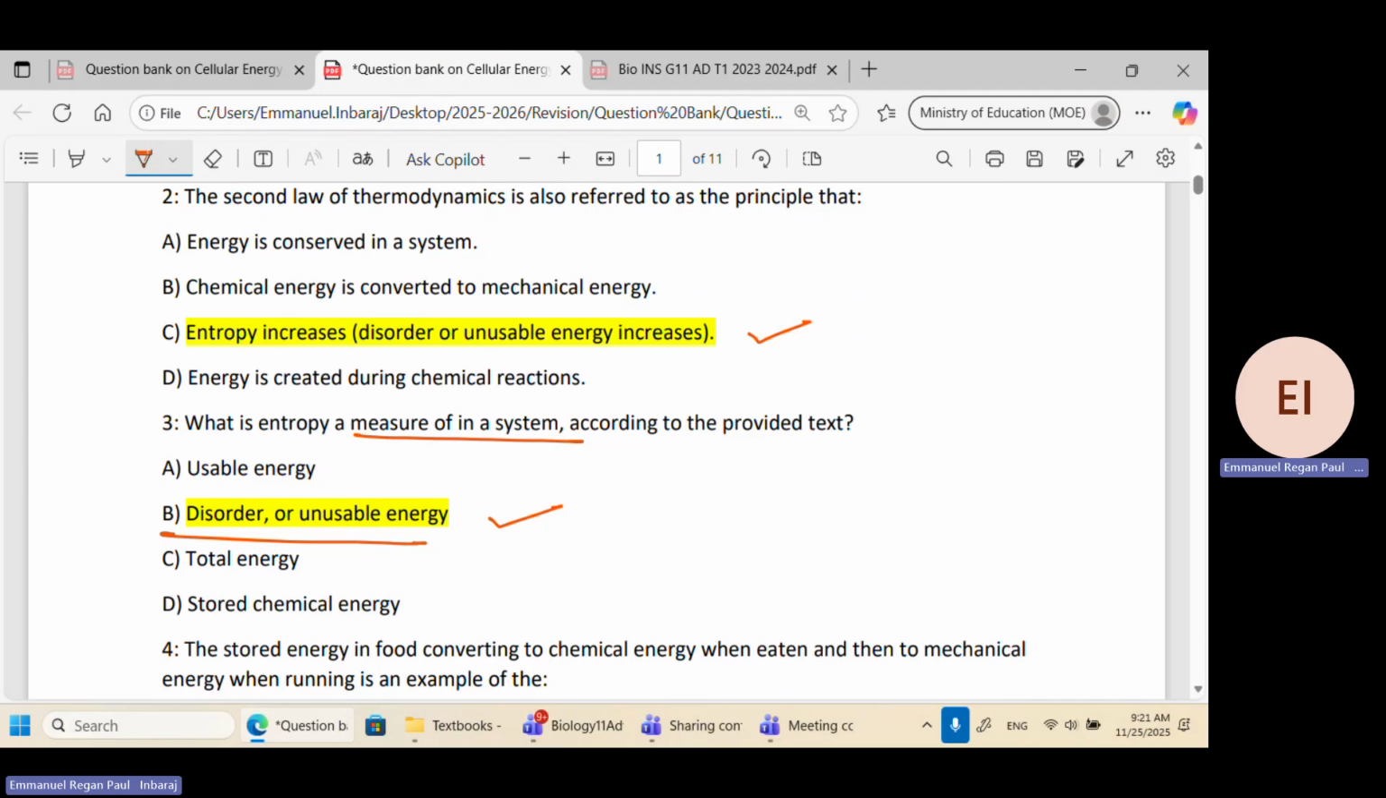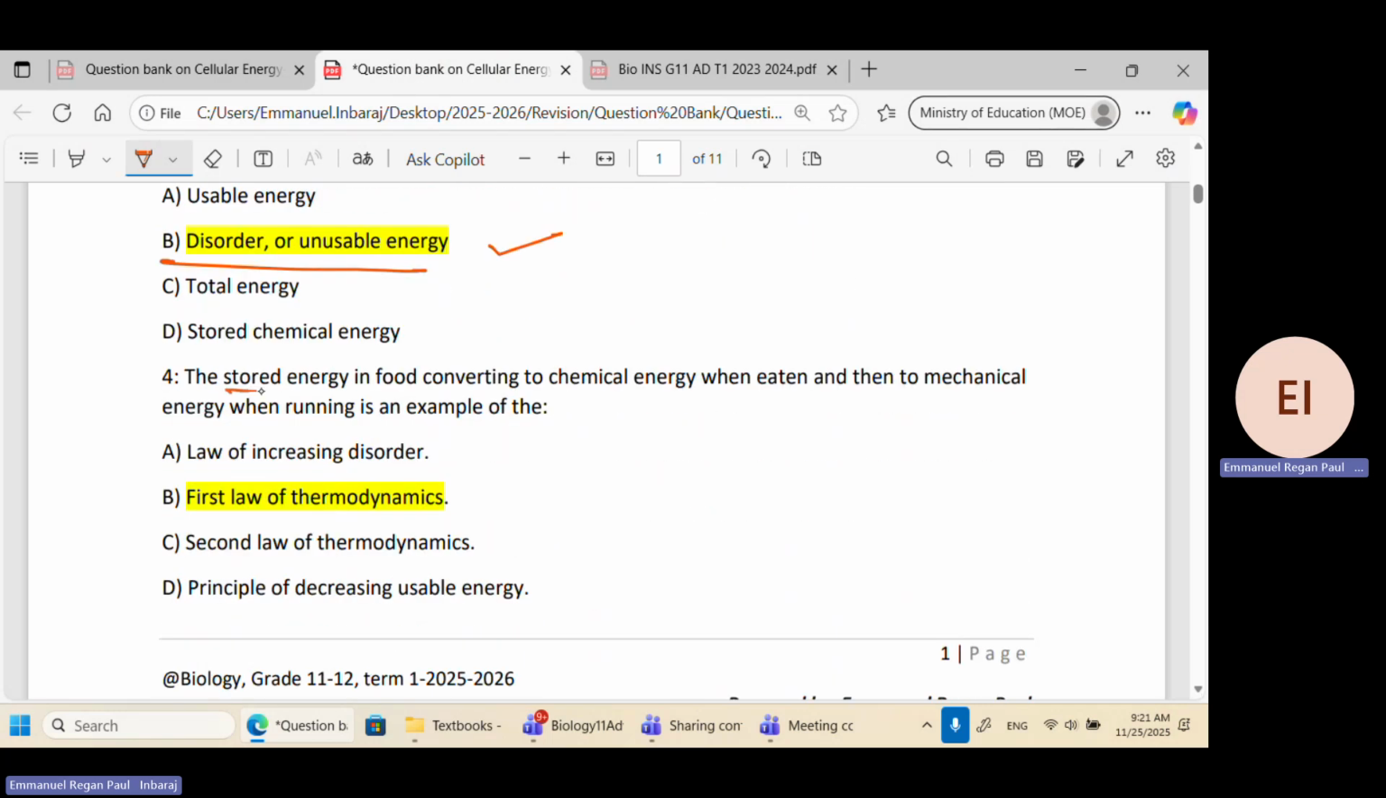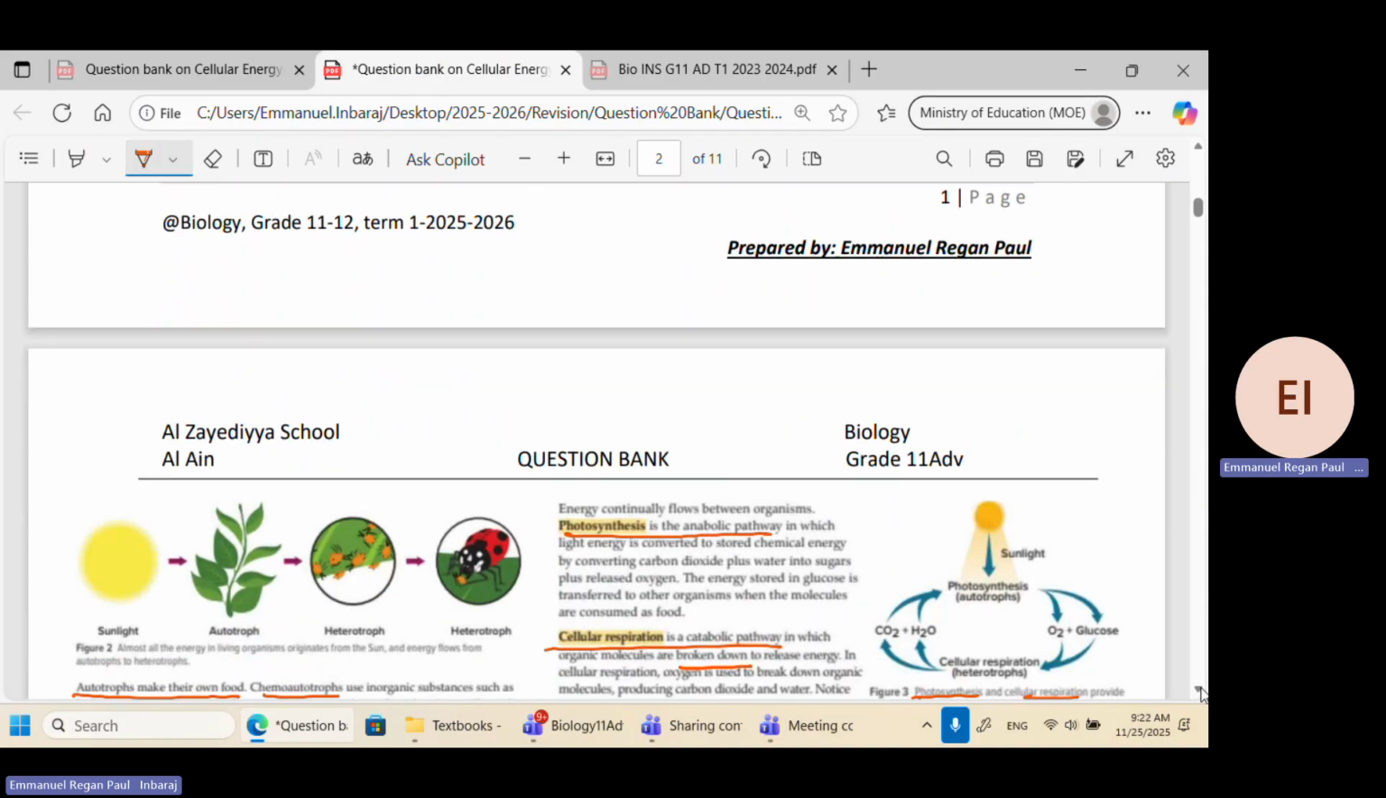Now let's go to question number 4. What does question number 4 say? The stored energy in food is converting from chemical to mechanical energy. That means it is changing from one form of energy to another form. Converting from one form to another is called the first law of thermodynamics. It states that energy cannot be destroyed, but it can be converted from one form to another. Okay, is it clear?